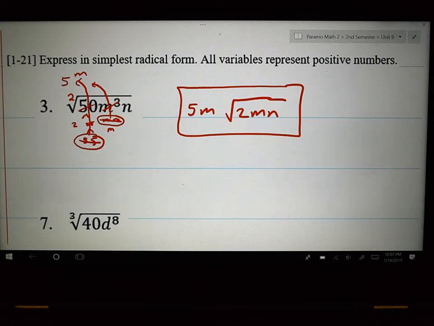The answers are going to look really, in my opinion, ugly. They don't come out nice and whole. There's these radicals. Some things are inside, some things are outside. Not everything breaks out, and they're just going to check to see if you know what you're doing. Any questions on 3?